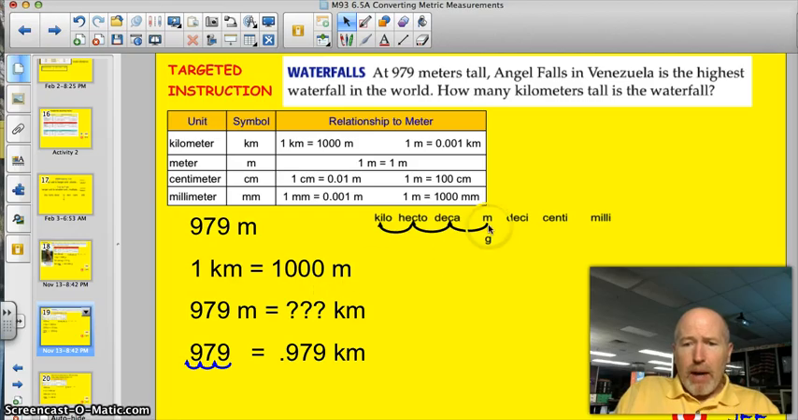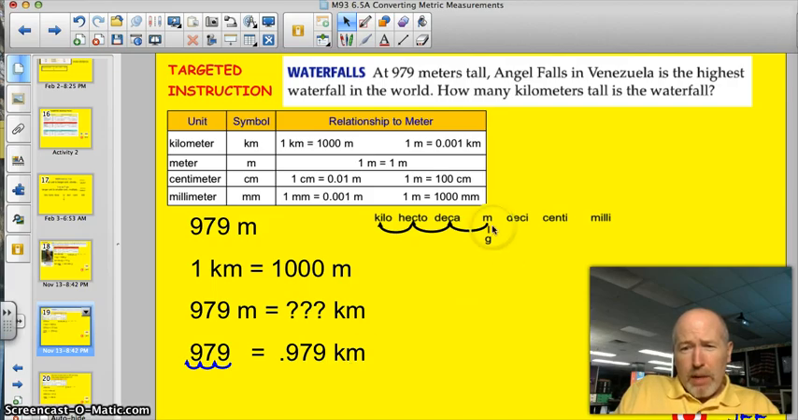And I am going to go from a meter, my base unit, to a kilometer. So I have to go 3 spots, 1, 2, 3, and I'm moving to the left. So this would be my decimal point here, 979 meters. So I have to move to the left. I'm going to have a smaller number, 1, 2, 3. So my actual answer is 0.979 kilometers.